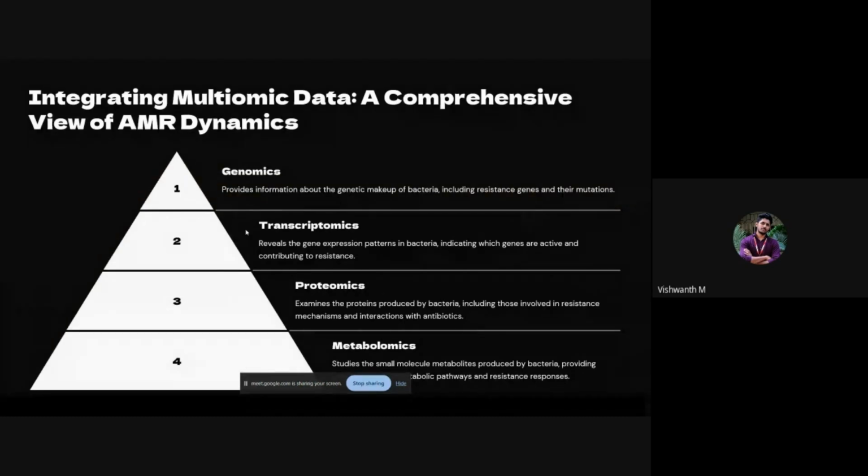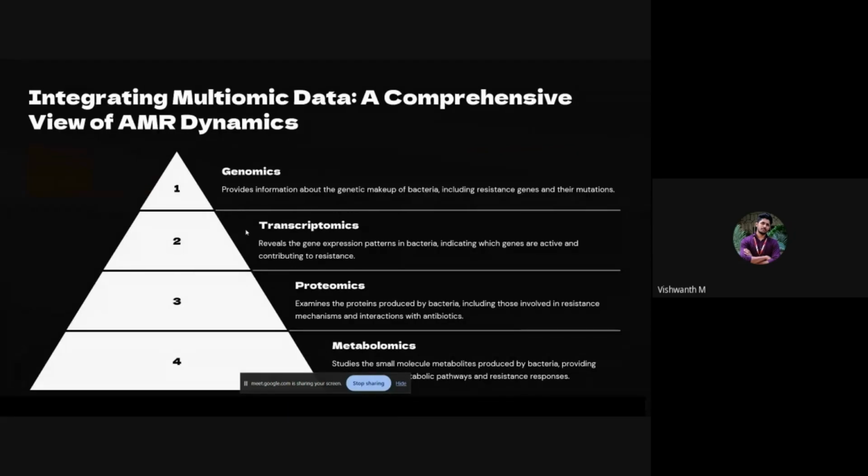What is genomics? Genomics reveals the genetic makeup of the bacteria, the DNA, RNA, all of that. The second one is transcriptomics. It identifies the active genes contributing to the resistance. It is the study of mRNA, messenger RNA. It is like the central dogma theory: from the DNA, the mRNA is synthesized. The study of the entire mRNA is called transcriptomics.